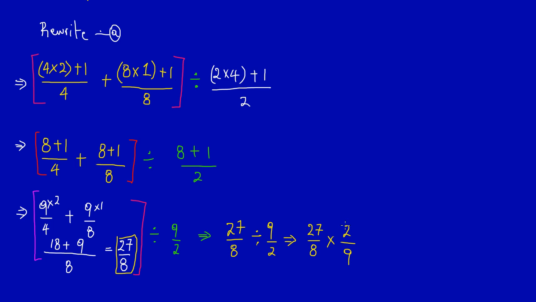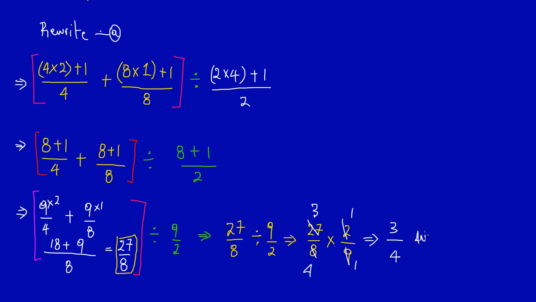I can look for the highest common factor, my HCF. 2 into itself goes once, 2 into 8 goes 4 times, and the 27 and the 9 share a common factor of 9, so 9 into itself goes once, and 9 into 27 goes 3 times. So what I have left is 3 1's will give me 3 over 4 1's will give me 4, and that's our answer.